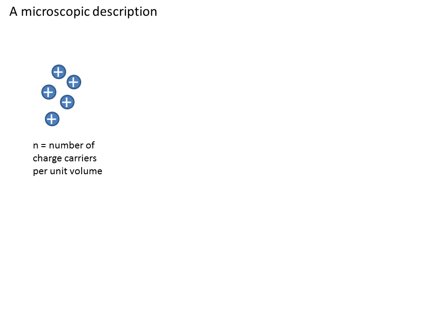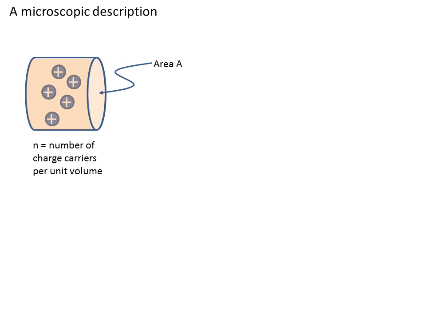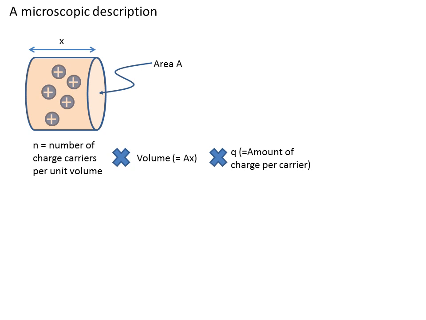We start our microscopic description of current by looking at a conductor with a set number of charge carriers per unit volume. If we take this number and multiply it by the size of a volume with cross-sectional area A and length x, and multiply this number again with the amount of charge each carrier has, we end up with the total amount of charge in the volume shown on the screen.